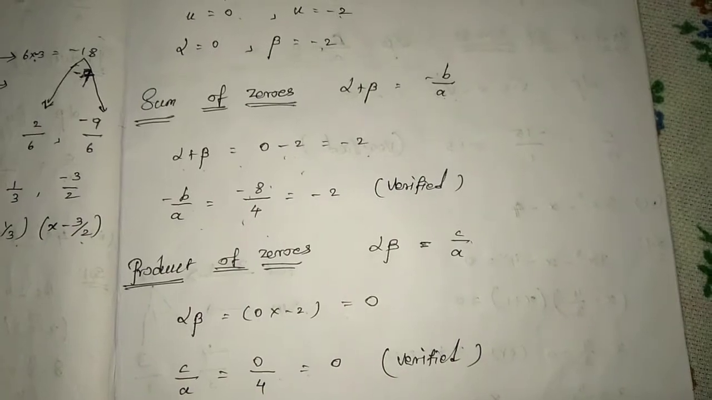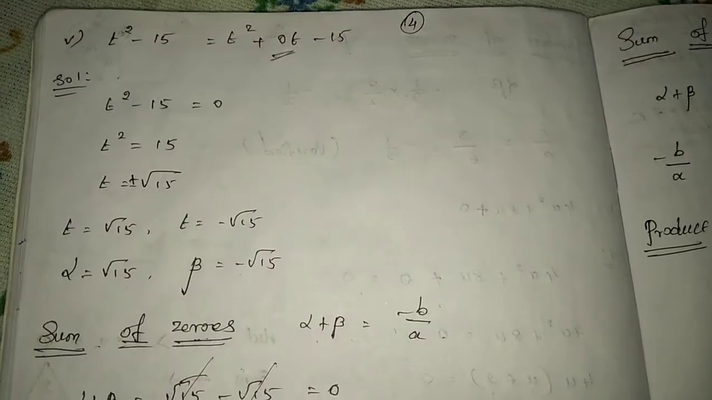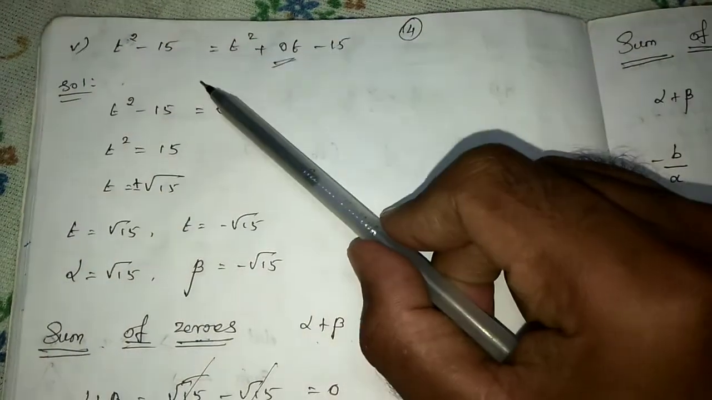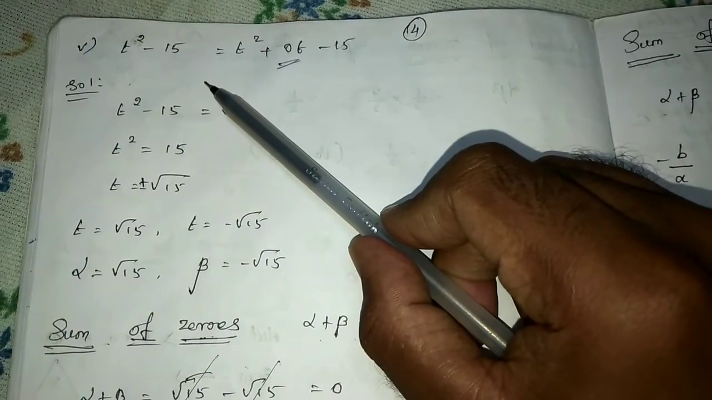Very clear? Let's go to the next problem. Next problem, t squared minus 15. It's not in standard form, so you can write it in standard form.